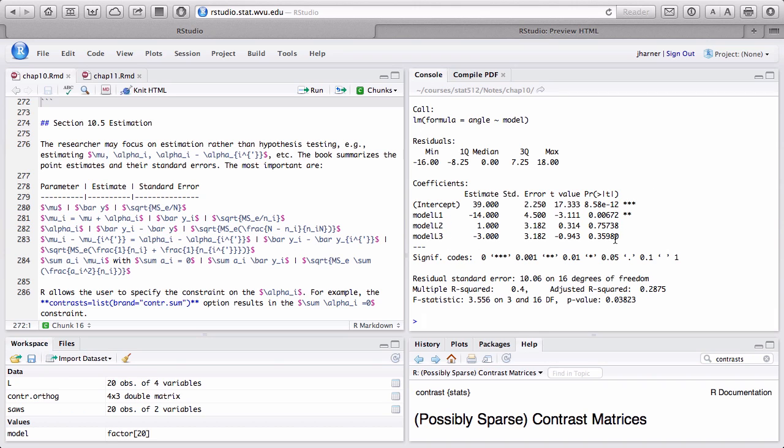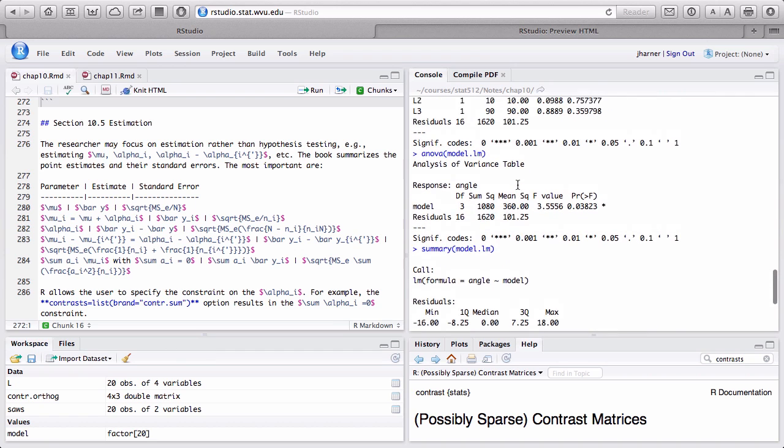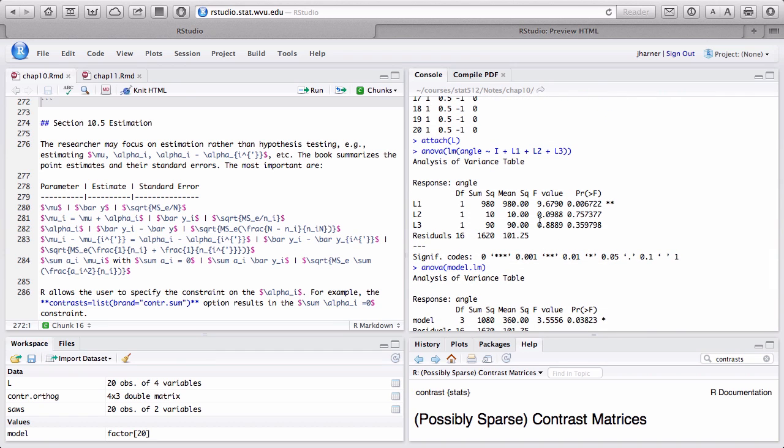These tests are exactly the same as the ones I got up here. The only reason I showed you that is so you can see how the sum of squares add up. You can break the analysis of variance table into single degree of freedom contrasts, and the book does this. But if you're really just interested in a test, all those statements I did, I can reduce to a couple.